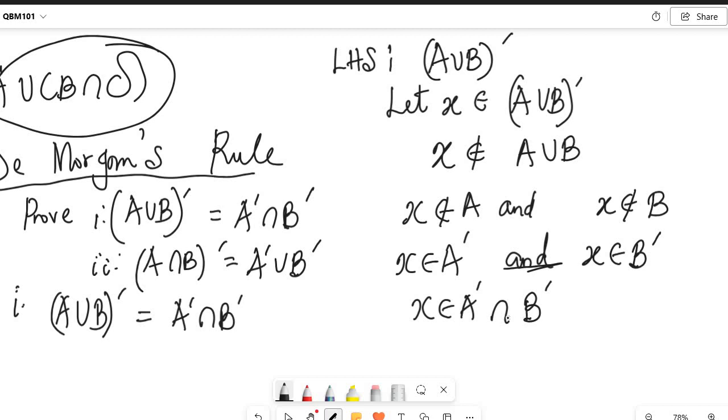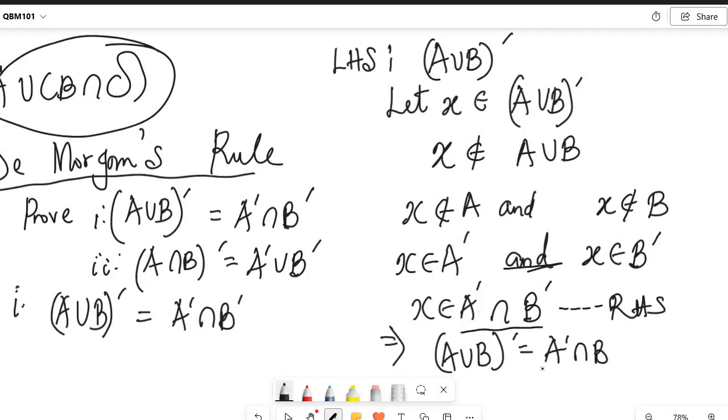So we are looking at the fact that if X is an element of A prime and X is an element of B prime, it simply means that X will be an element of A prime intersection B prime. And once you look at this, you see that you already have what you have on your right hand side. So this implies that (A union B) prime is actually equal to A prime intersection B prime. So we have proven this, that's De Morgan's rule for the first one.